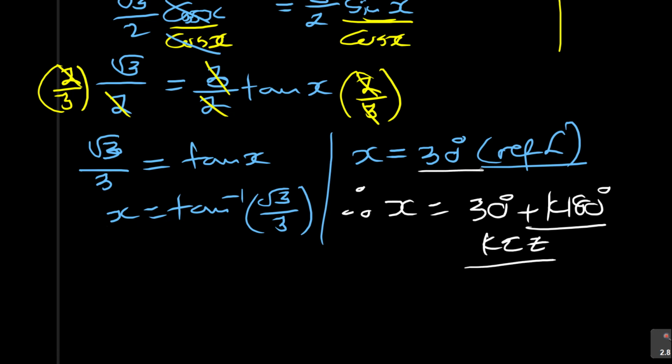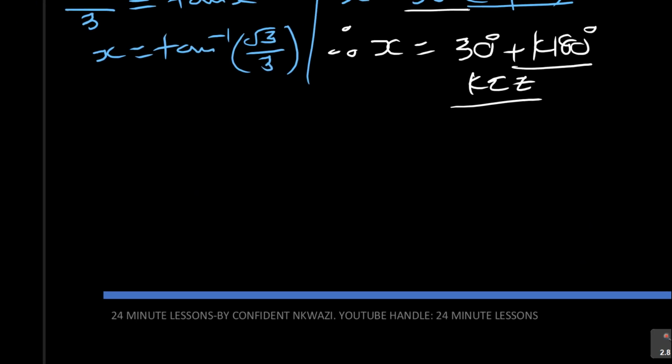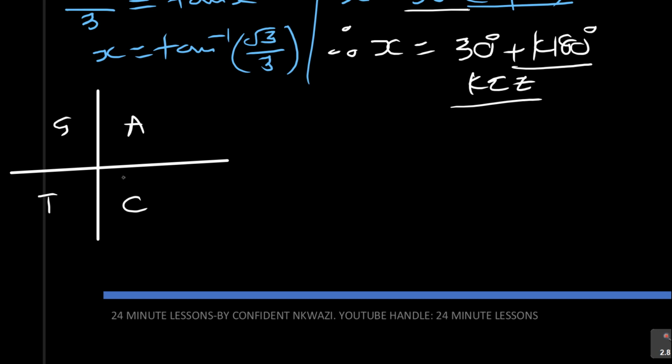Or since it was a reference angle, you come back to the CAST diagram, which you drew like this previously, and we said All Students Take Chemistry, and we're looking for where tan is positive, because this is positive. Tan is positive in quadrant 1 and quadrant 3. And then the reduction rule here is 180 plus theta.